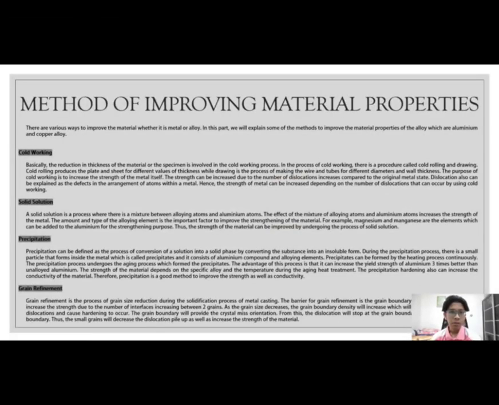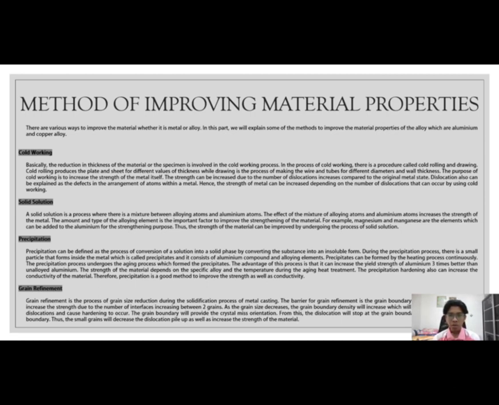I'm Muhammad Hafizuddin. The next slide is the method of improving material properties. There are four methods that will be presented in this slide, which are cold working, solid solution, precipitation, and grain refinement. For cold working, basically cold working is the reduction in thickness of the material or the specimen.